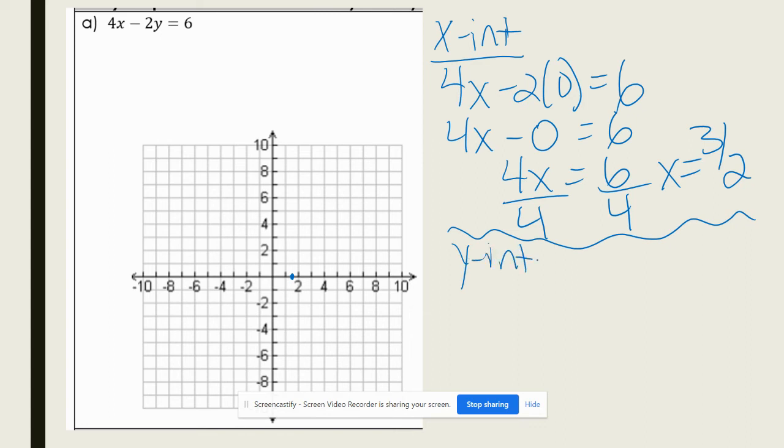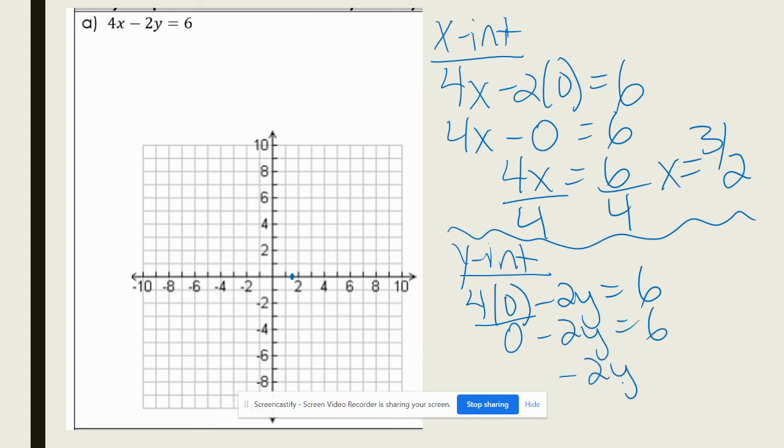For our y-intercept, we are plugging 0 in for x. 4 times 0 minus 2y is equal to 6. 4 times 0 is 0. 0 minus 2y is negative 2y. Divide by negative 2 on both sides, and we get y is equal to negative 3. And that is right here on our y-axis. And so we'll take a ruler and do our best job of connecting those with arrows at the end.